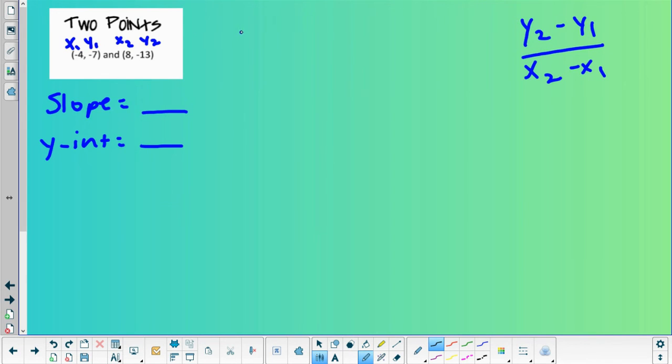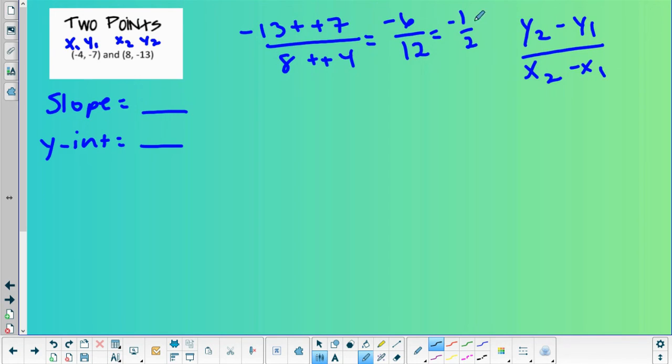So in this case, we would have negative 13 minus negative 7 over 8 minus negative 4. Again, minus minuses. It seems like all the examples I've given you so far have that. Not all of them will. Okay, negative 13 plus 7. So that means we're going to go backwards 7 spaces. So 12, 11, 10, 9, 8, 7, 6. We're at negative 6. 8 plus 4 is going to be 12. So this is going to actually simplify to negative 1/2. Okay, and that's our slope. So I'm going to go ahead and enter that over here, negative 1/2.